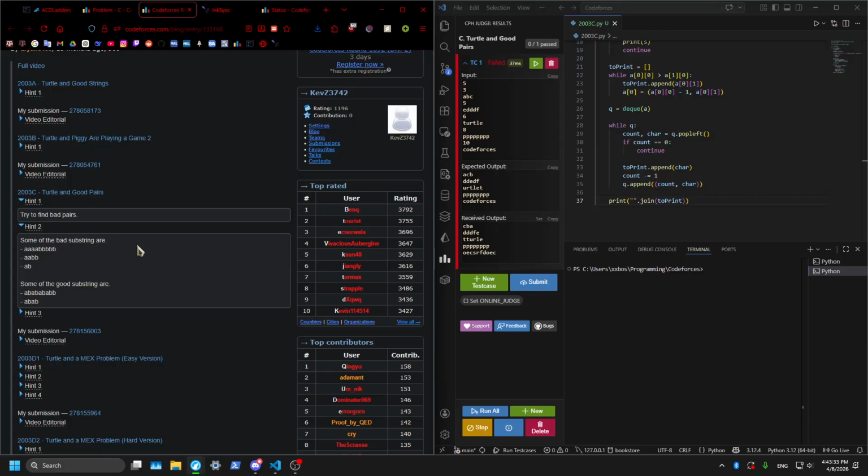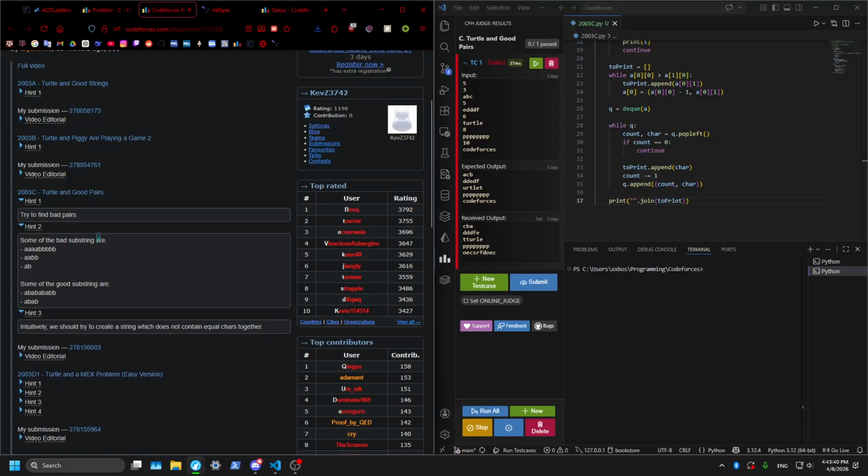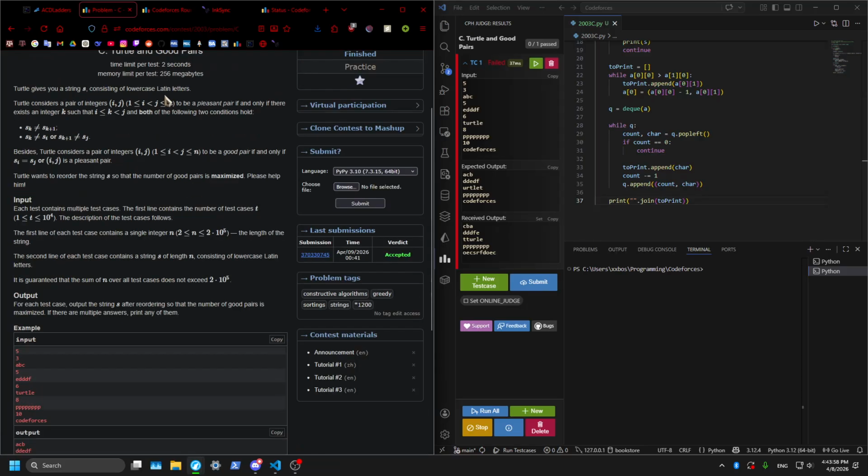And then some good are alternating. Yeah, you can do the same string alternating. Yeah, we covered that. Intuitively, we should try to create a string that does not contain equal characters together. Yes, I mean, that was my logic as well. But where's the proof? I mean, I guess we got there, but I don't completely understand why it works. But okay, we got it. We got it.